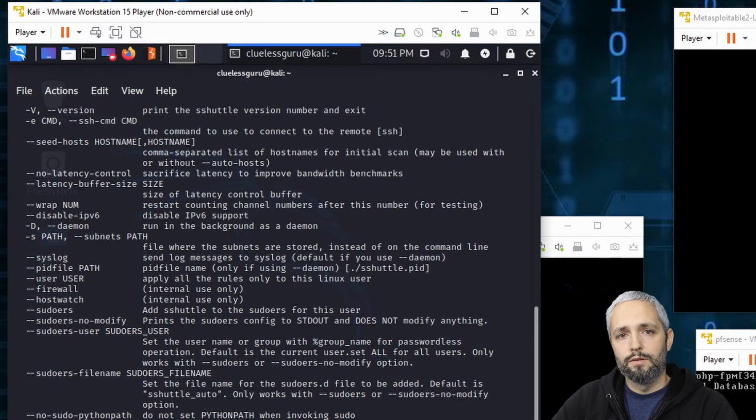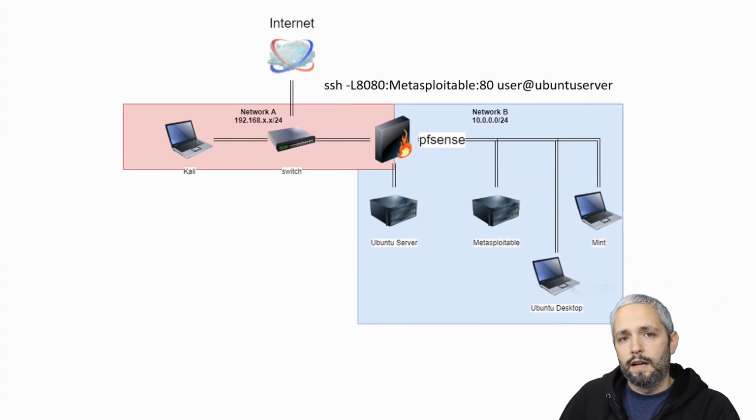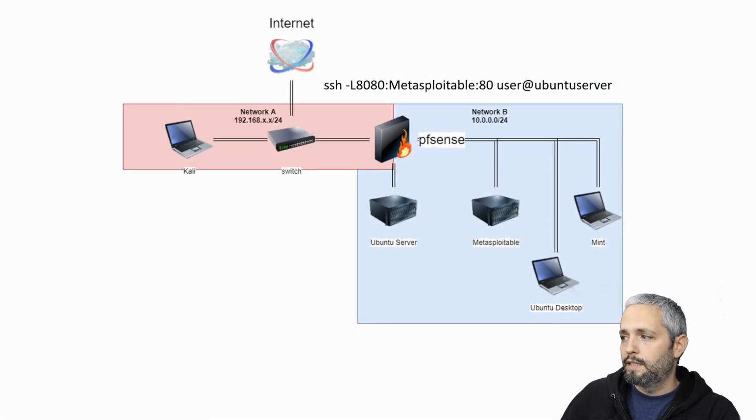So let's run through an example. Going back to our network diagram, we are at our Kali instance, and we are going to be connecting over to Metasploitable again. And we will use shuttle to connect us through the Ubuntu server, and it'll essentially forward on our connections as needed.